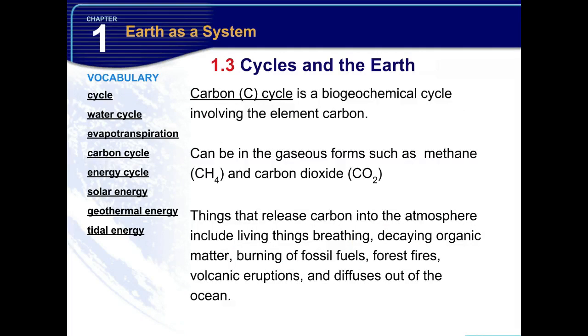Now, the carbon cycle is a biogeochemical cycle involving the element carbon. This can be in the gaseous forms such as methane or carbon dioxide. Things that release carbon into the atmosphere include living things breathing, decaying organic matter, burning of fossil fuels, forest fires, volcanic eruptions, and carbon that diffuses out of the ocean.